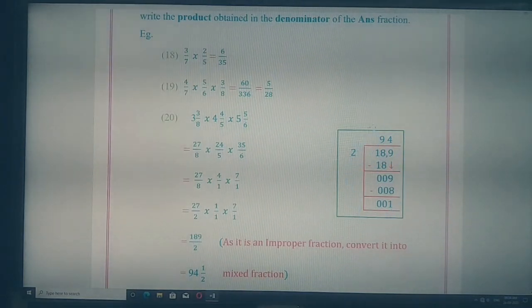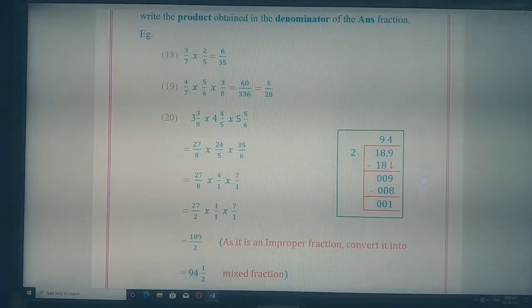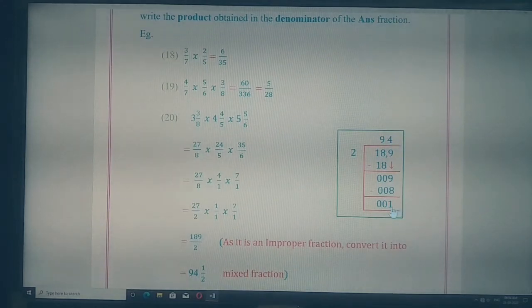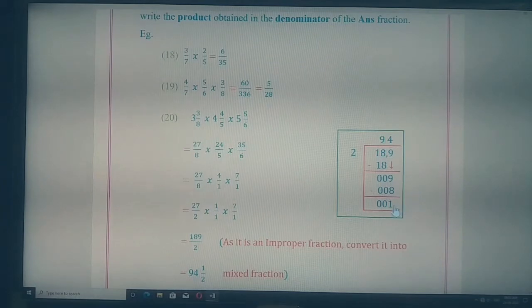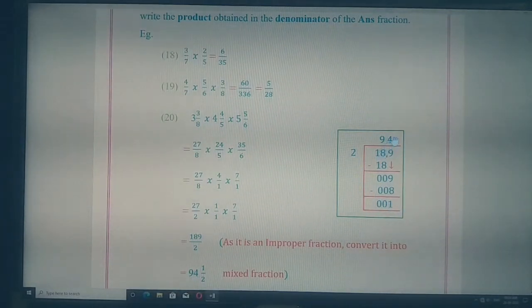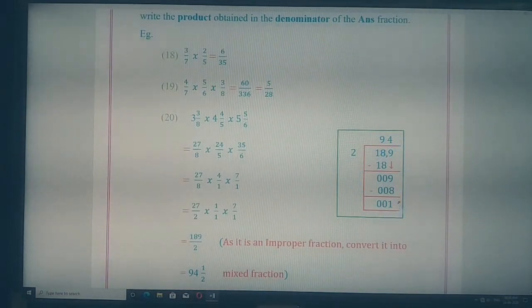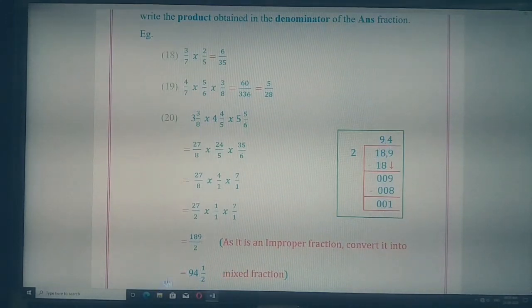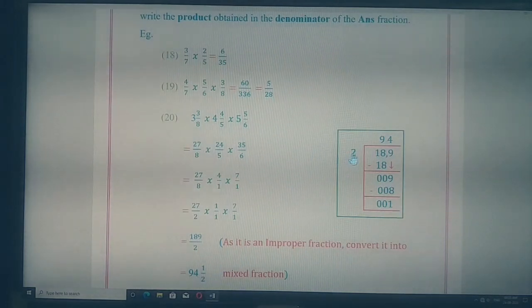So in order to write this as a mixed fraction, we have to start with the topmost number, that is the quotient, then write the next number, that is the remainder, and then write the divisor. So we start with 94, then we write 1, and then we write 2. 94 integer 1 upon 2. In a circular manner, we arrange the numbers as a mixed fraction. So here 94 is written as the integer, the remainder 1 is written in the numerator, and the divisor 2 is written in the denominator.